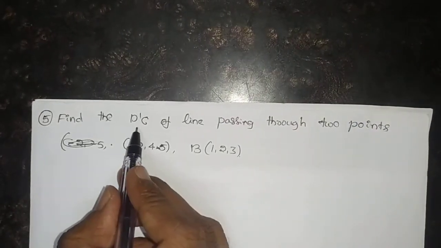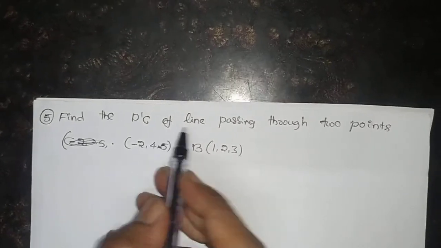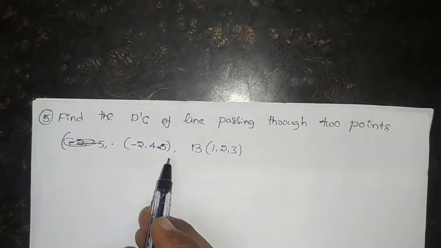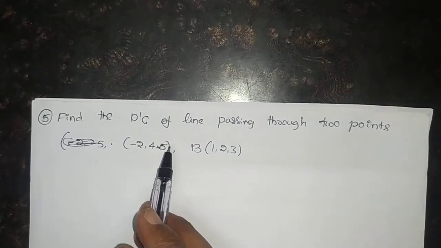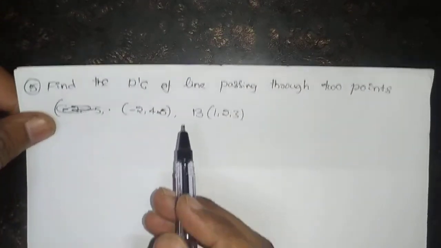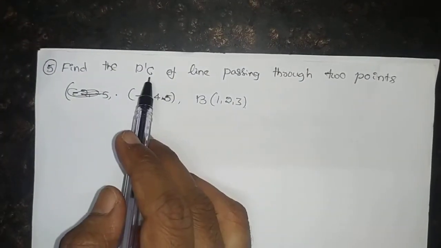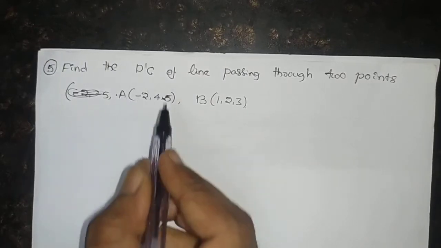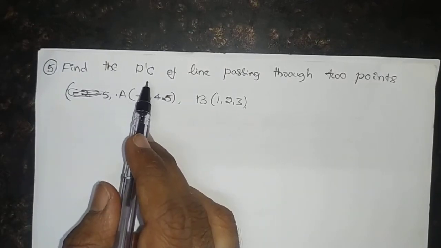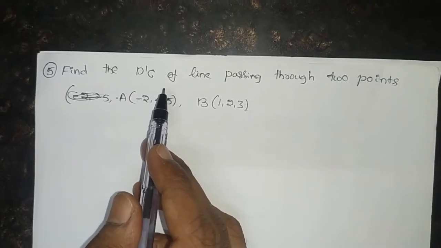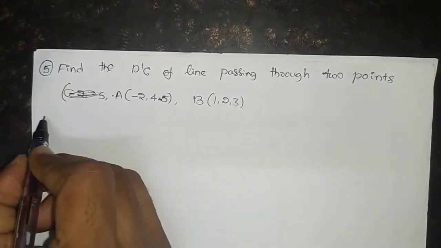Here we have to find the direction cosines of a line passing through 2 points. In the starting of this class, I already told you how to find the direction cosines of a line. For this we have one formula: (x2 minus x1) by AB, (y2 minus y1) by AB, (z2 minus z1) by AB. Okay. Solution.